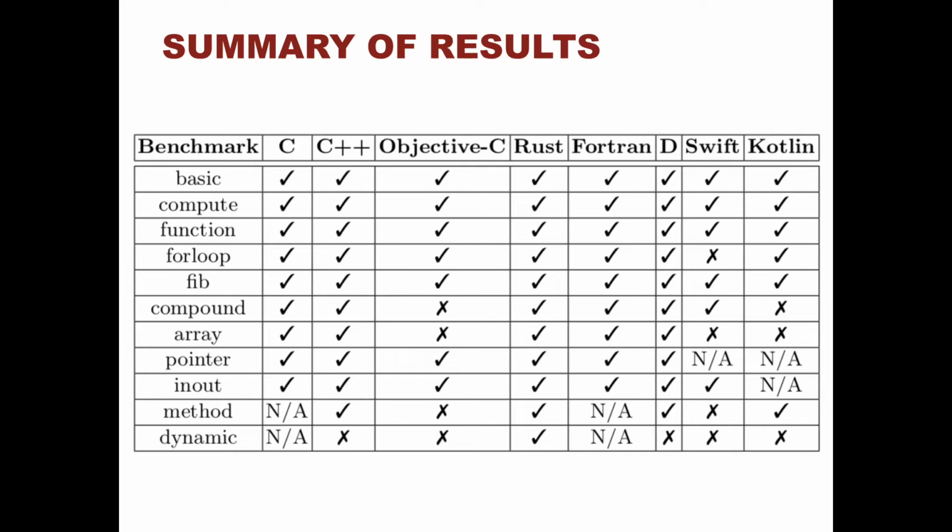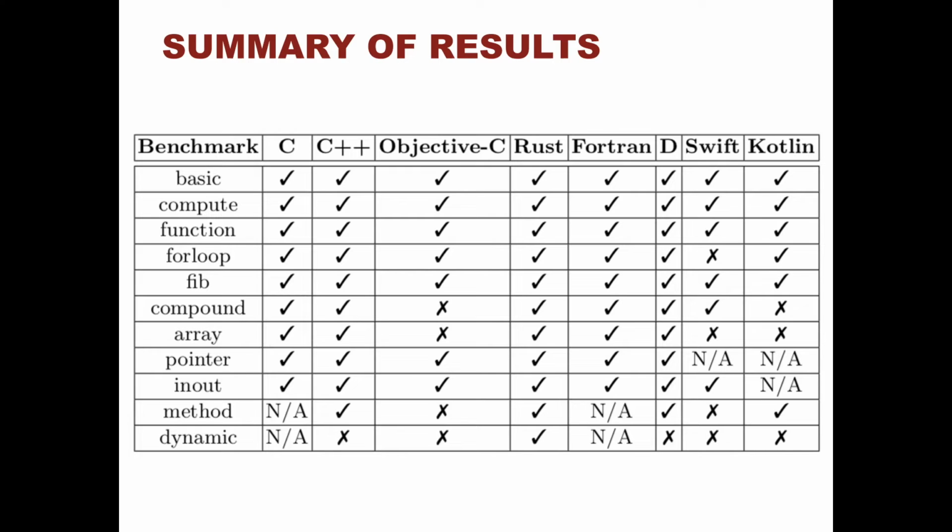Here is the table that summarizes the results. The X marks features that weren't easy to support in SMACK in a particular language. If you look at X versus check marks, you can see that C, C++, Rust, Fortran, and D work fairly well, almost out of the box. I'll talk more about this. Languages such as Objective-C, Swift, and Kotlin are much harder to support.